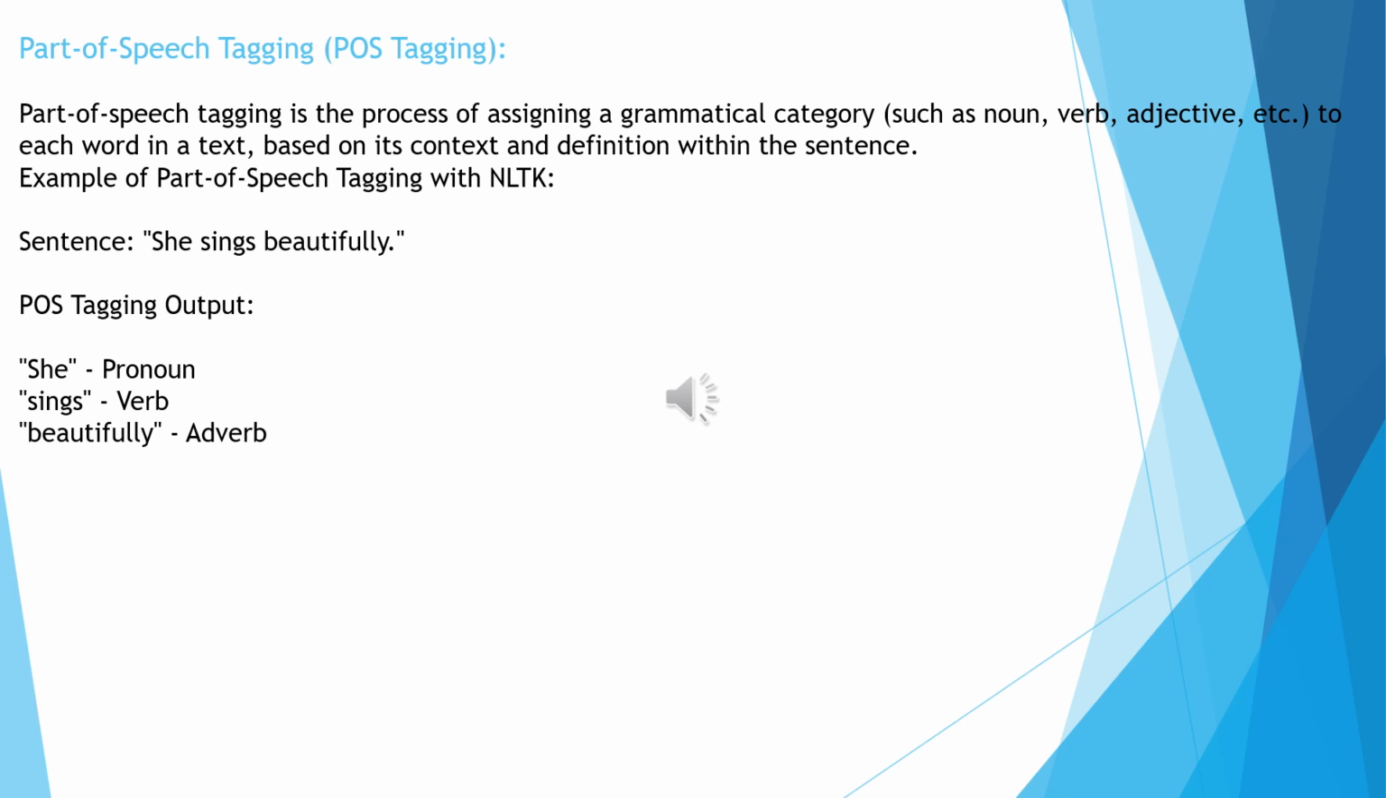So POS tagging is crucial for tasks that require understanding sentence structure and meaning, like text summarization, question answering, and named entity recognition. As you can see, I provided the example 'she sings beautifully'. What POS tagging does is assign a grammatical category to each of the words after tokenization. For example, in this sentence, 'she' is a pronoun, 'sings' is a verb, and 'beautifully' is an adverb.